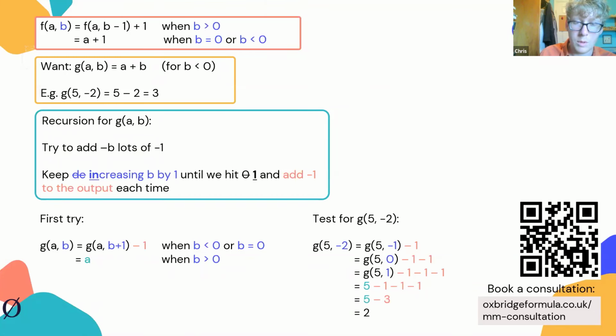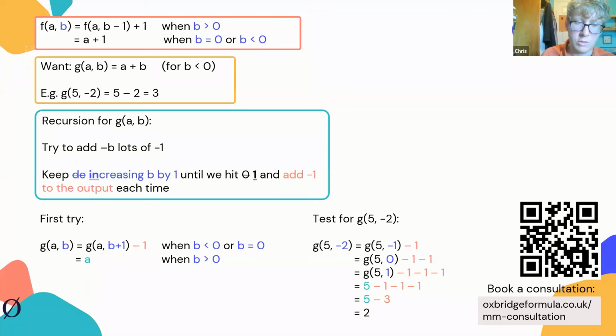And is that what we want? No. We wanted to get 5 minus 2, and we got 5 minus 3. So something's gone wrong. So how could we summarize what the problem is? Well, we subtracted one too many times. And that's because we're not stopping when we get to 0, we're stopping when we get to 1. So we need to somehow correct that issue.